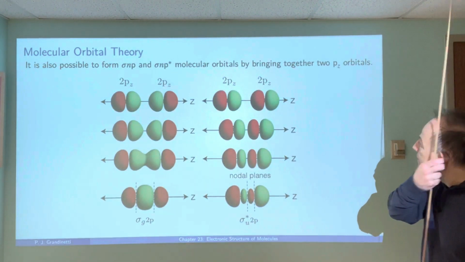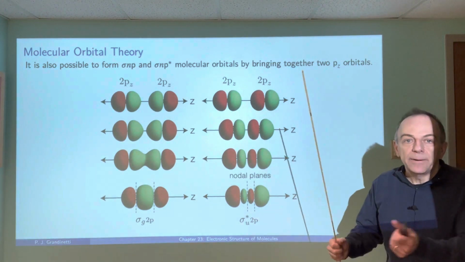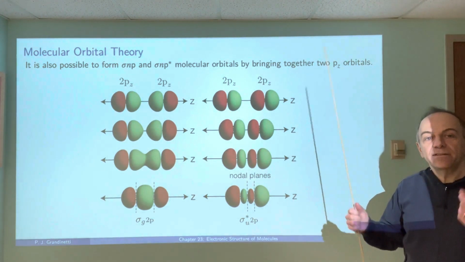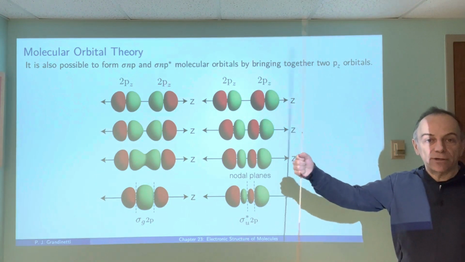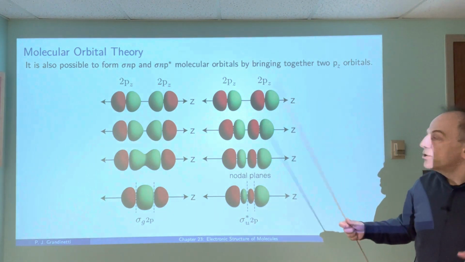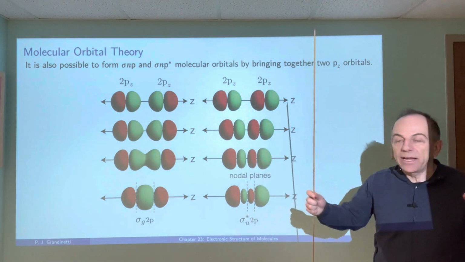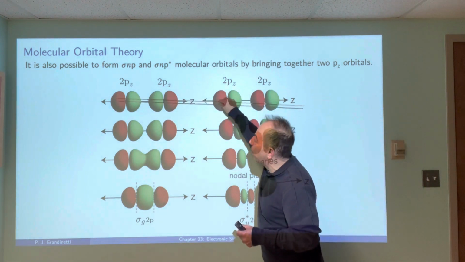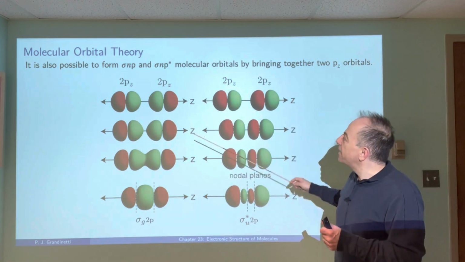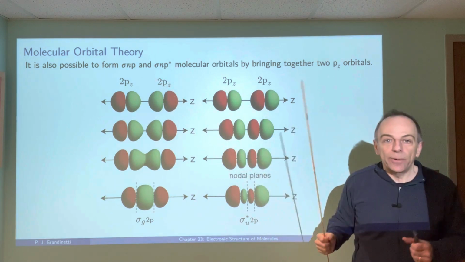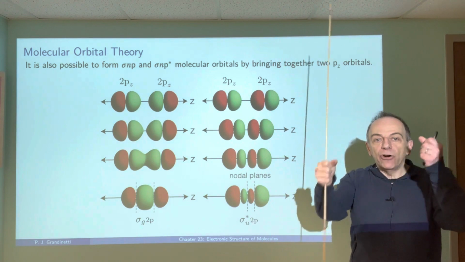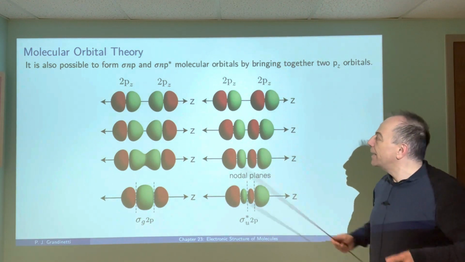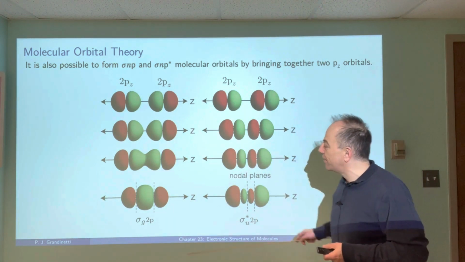Now, it's also possible to form bonds using not just the s orbitals, but the p orbitals, that atomic p orbitals that are on the atoms that are coming together. So if we were bringing 2 atoms together along the z-axis, then the pz orbitals on each of the atoms can overlap and form molecular orbitals.